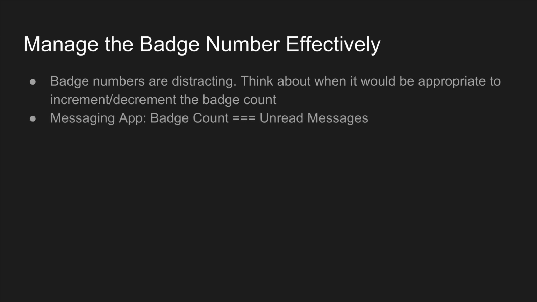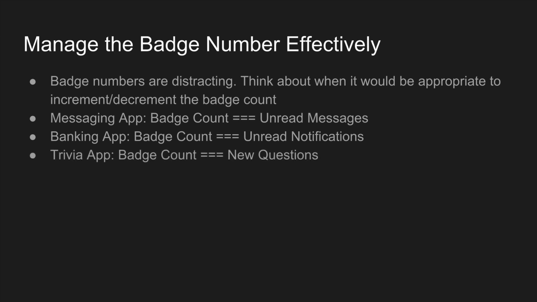A few examples: say you've got a messaging app, a badge count could equal the number of unread messages that user has. Or if you have a banking app, the badge count may be the number of unread notifications, or the number of transactions that have occurred on their account since they last looked. Or finally, given our example for this course, a trivia app, a badge count could be the number of new questions that are available to the user.